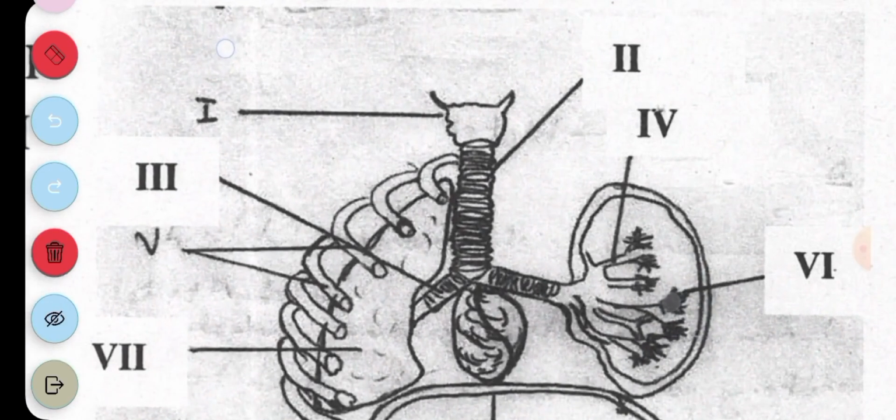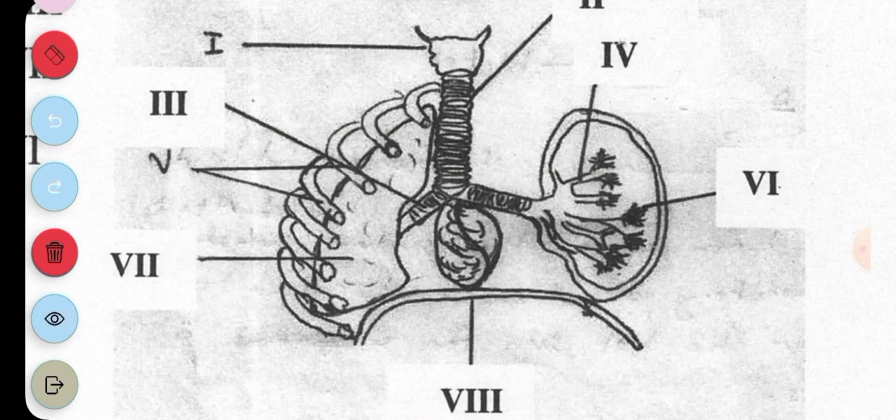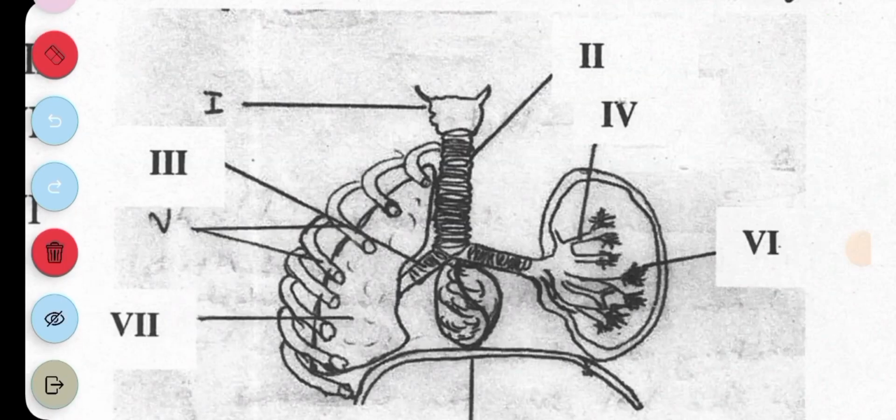Then to the respiratory system. I is the larynx. II is the trachea. III is the bronchus. Then IV is the bronchiole. Then V, you can see that it's representing two structures. V is the ribs. And VI is the alveoli, where gaseous exchange actually takes place. And VII is the lung.